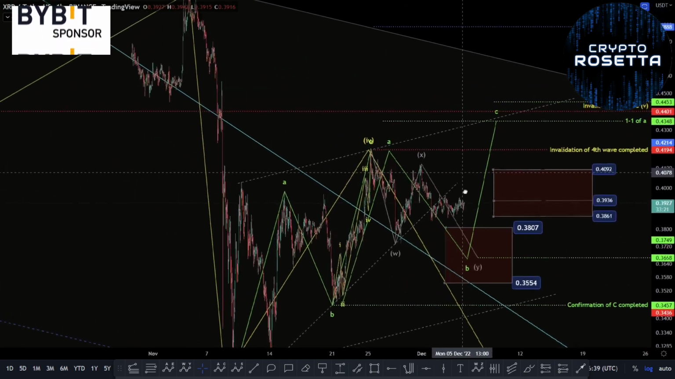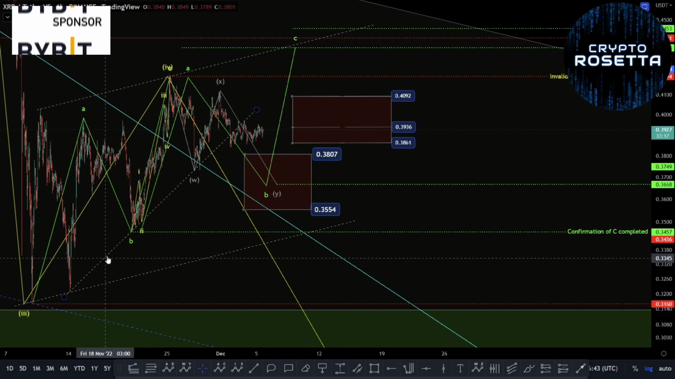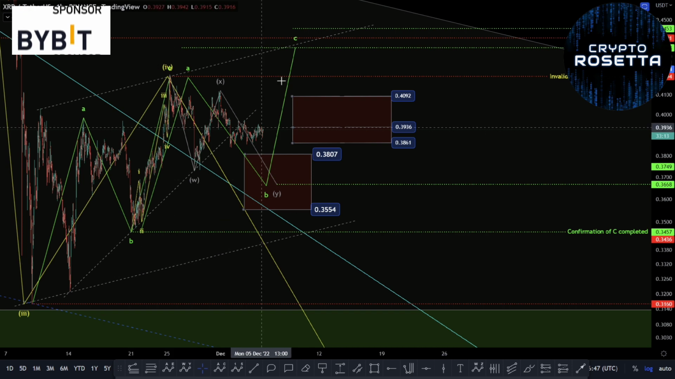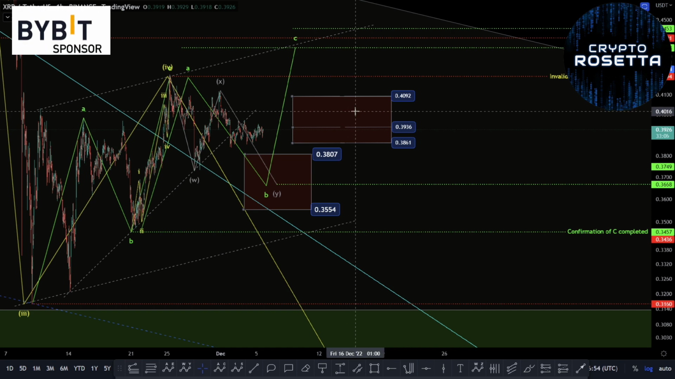Except looking at the size of this compared against the wave 2, it is getting quite big. So if it was going to be a diagonal, it would have to be an expanding diagonal, and that would mean that this fifth wave has to be longer than the third wave. So that's the one thing that we're looking out for.